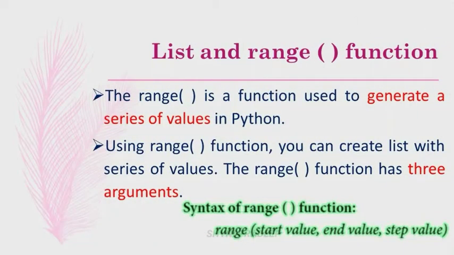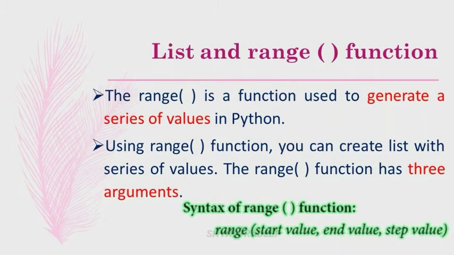The range function is a function used to generate a series of values in Python. We can generate the list of values by using range function. You all know that using range function you can create list with a series of values. The range function has three arguments. What are they? Start value, end value and step value.